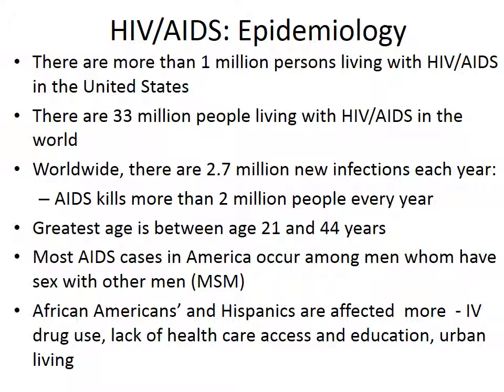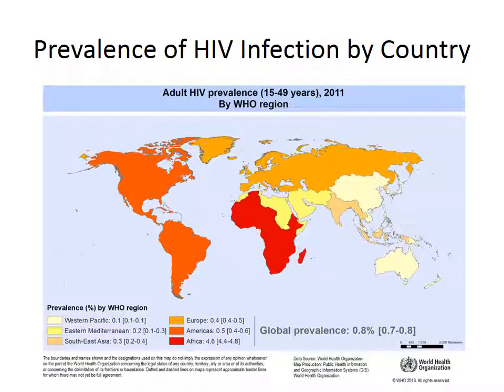infection is between age 21 and 44 years. Most AIDS cases in America occur among men who have sex with other men, MSM. African Americans and Hispanics are affected more. IV drug use, lack of health care access, education, and urban living all affect the epidemiology of HIV and AIDS. This slide shows the prevalence of HIV infection by country.